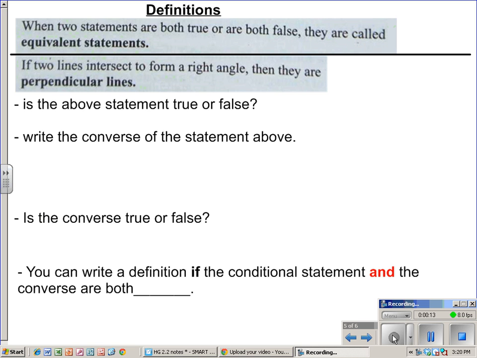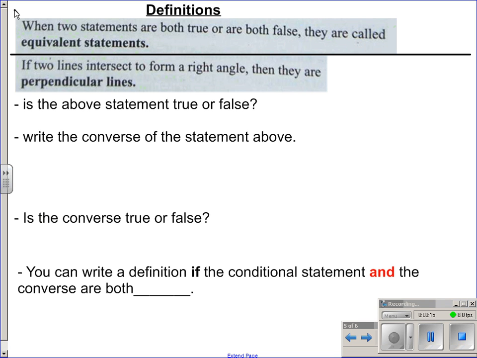So, all right. Looking up at the top here, it says, when two statements are both true or are both false, they are called equivalent statements. Basically what that means is, remember, a statement can only be true or false. It can't be both. Basically what this is saying is that if you've got a statement written in different ways, maybe one's a converse compared to the original conditional statement. If they are both true, even though those statements are worded differently, they are equivalent statements because they are both true or they are both false. Okay, they have the same meaning, but they're written differently.